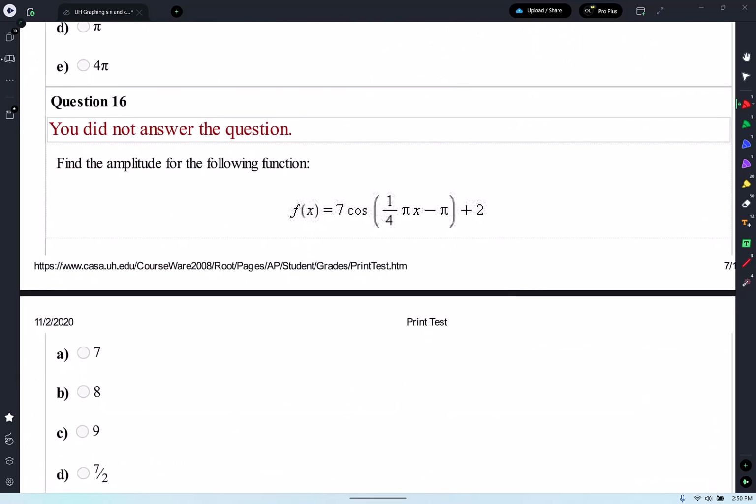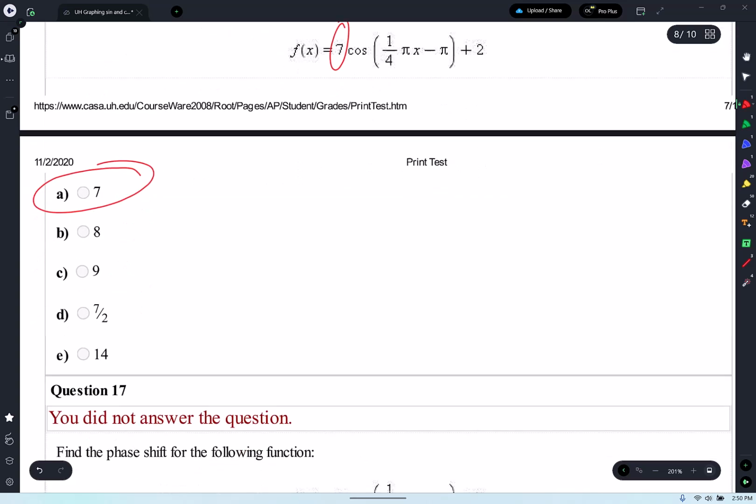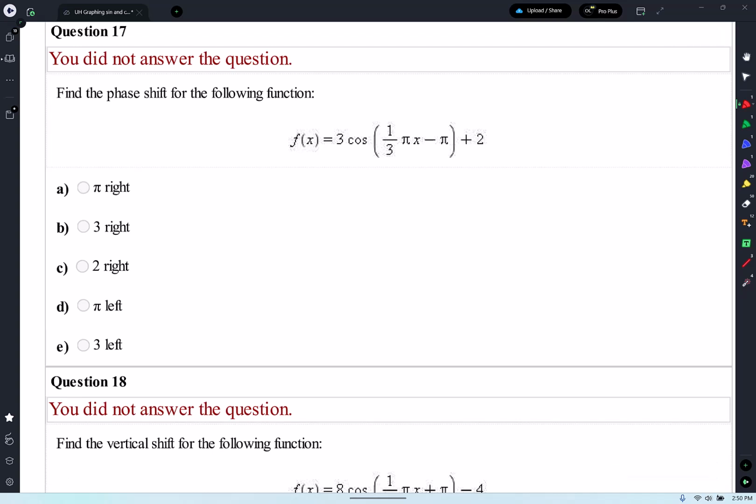Find the amplitude, another one. What's the amplitude? 7. Too fast. All right, this one will probably trick you guys. Maybe, maybe not. Find the phase shift. Is the phase shift pi to the right? No. They tricked you. You gotta factor out a pi over 3.